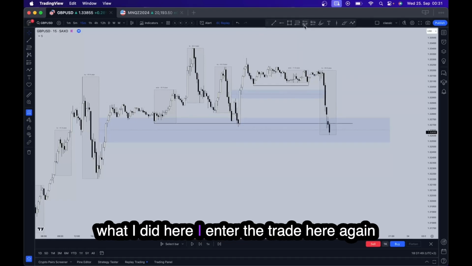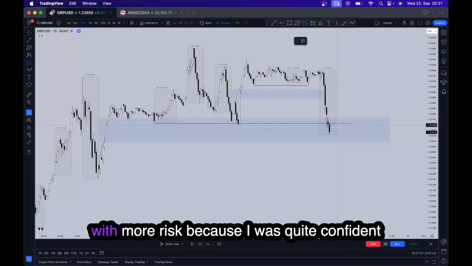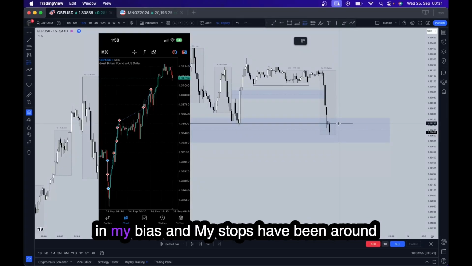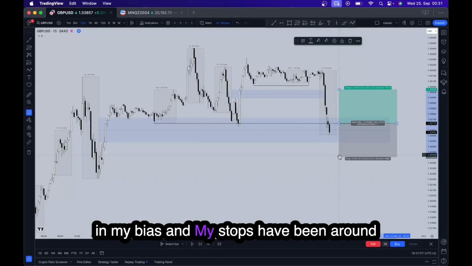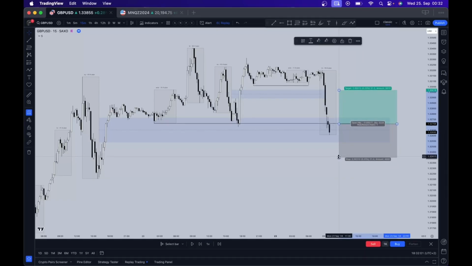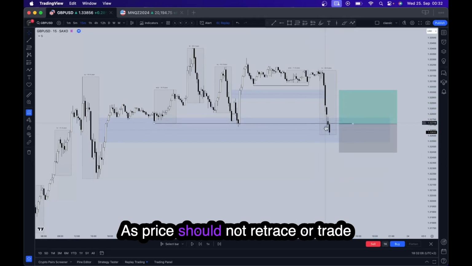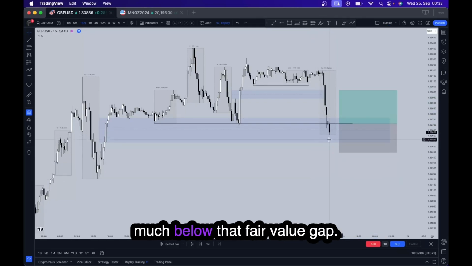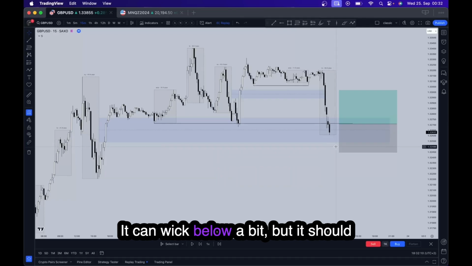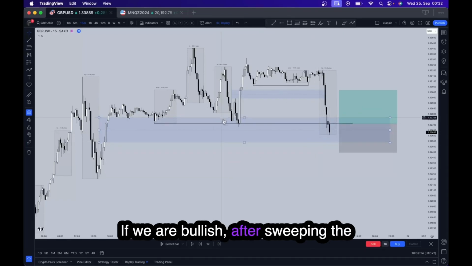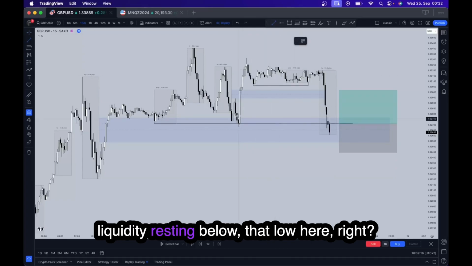So what I did here, I entered the trade here again with more risk because I was quite confident in my bias, and my stops have been right around here, below that fair value gap as well, as price should not retrace or trade much below that fair value gap. It can wick below a bit, but it should definitely not close below if we are bullish after sweeping the liquidity resting below that low here, right?